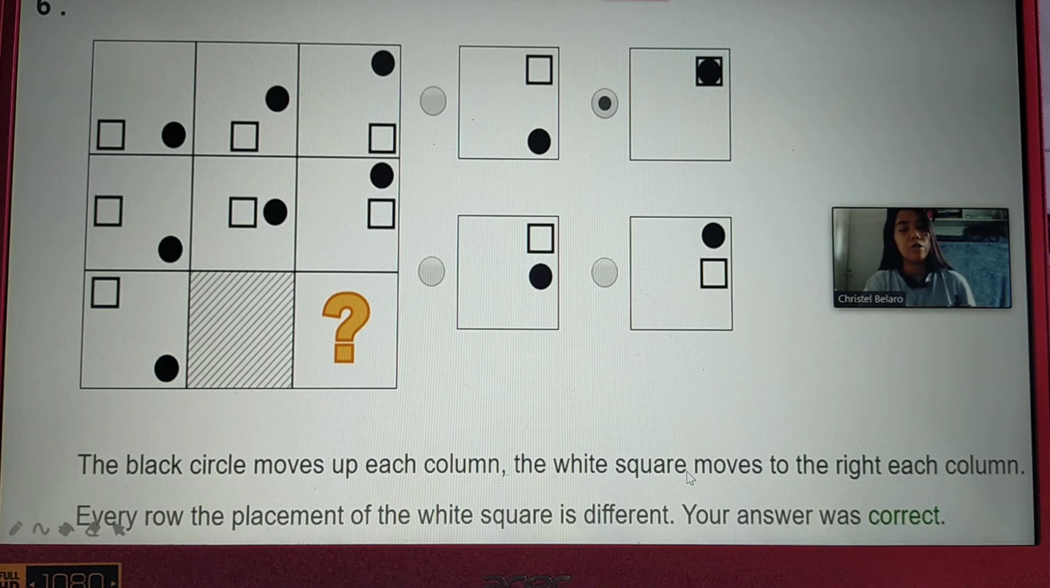Okay. Who got the correct answer for this number? Okay, very good. So who got 5? Okay, very good. 4. Okay, and 3. So lower than 3, very good. Okay, no students got lower than 3. Did you enjoy our activity?